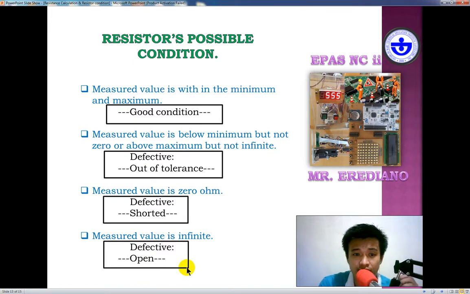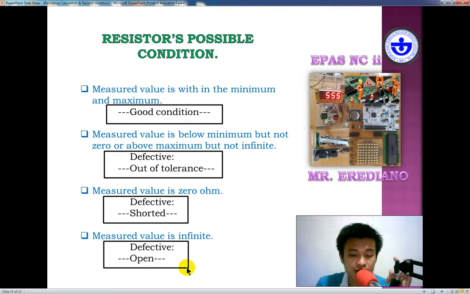Okay, so that would be all. Just a little recall. The first thing that we discussed here is the calculation of the total resistance of a resistor, either connected in series or parallel. Then the next topic is identifying the condition of the resistor, that is the testing of resistors. So how to identify if your resistor is still functional, can still be used in the circuit, or needs to be replaced for your device to be fixed.